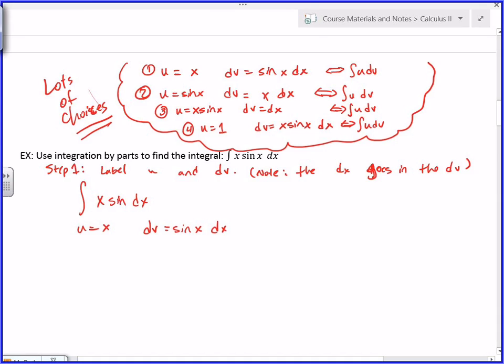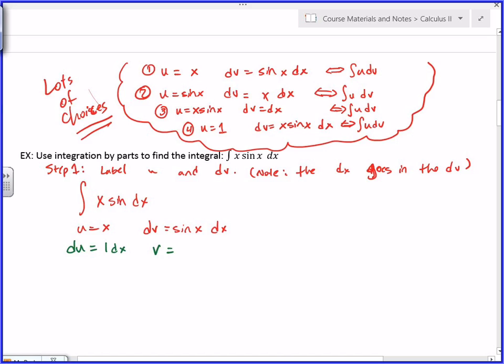Because now what I've got to know is, once I've decided on those, what is now du and what is v? So once you decide on u and dv, now you find du, and now you find v. Now if you know u is x, what's du? 1, nope, we're not integrating. We're deriving, taking a differential. Just like in substitution, if you let u equal something, take the derivative dx, right? So this would be 1 dx.